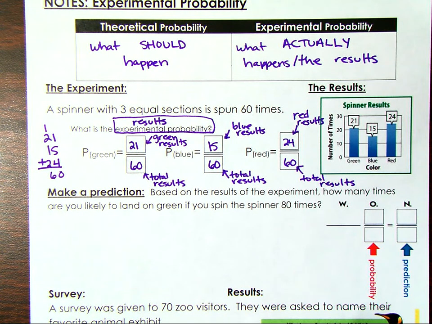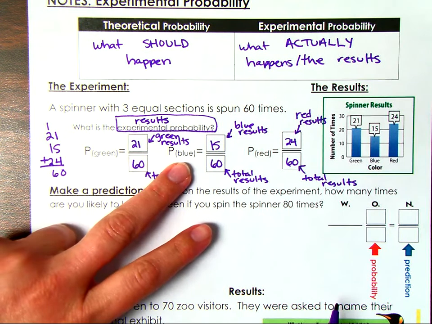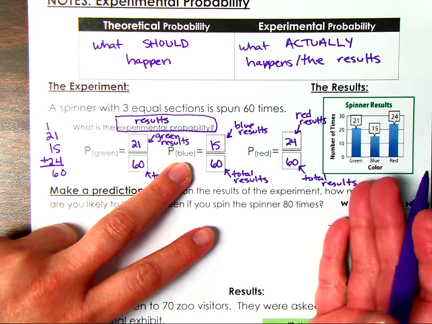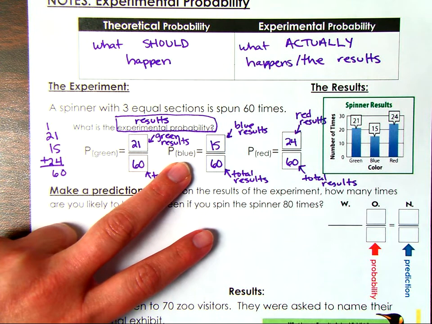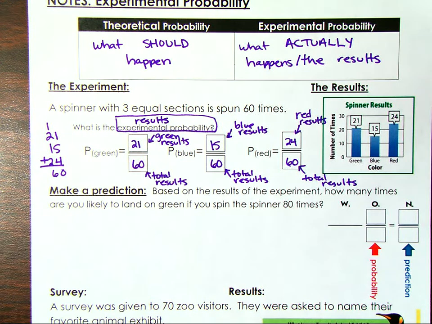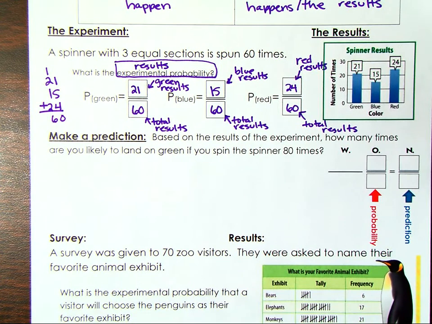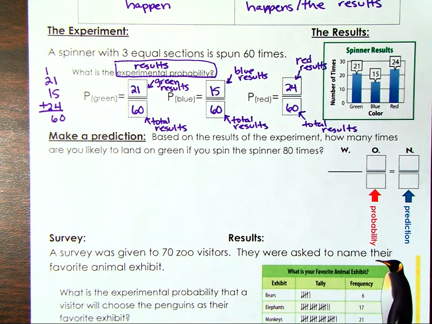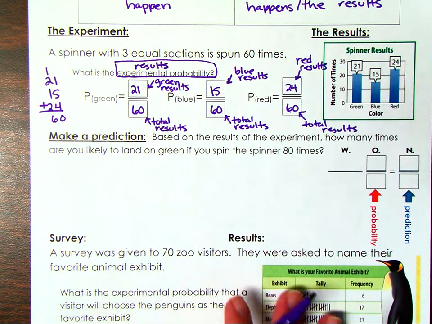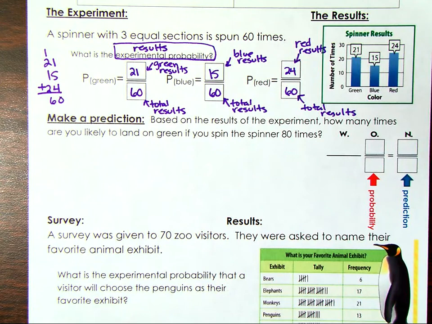Okay? So you need to be very careful when you're reading a question because, again, if they ask what's the theoretical probability of spinning and landing on blue, we would say 1 out of 3. But if they said using the results, what's the experimental probability or what was your result, it's 15 out of 60. Okay? Again, with probability, we can reduce, but we're just going to leave those like that for right now.